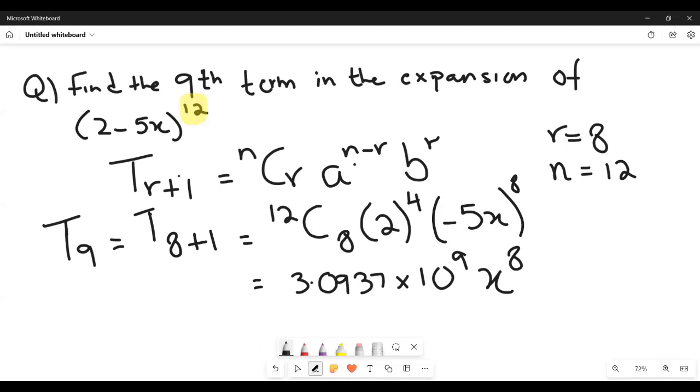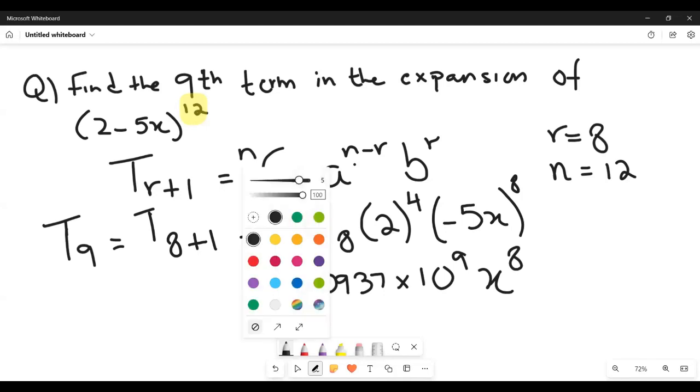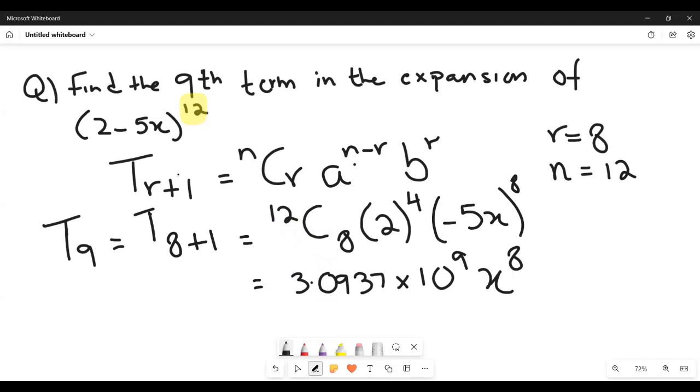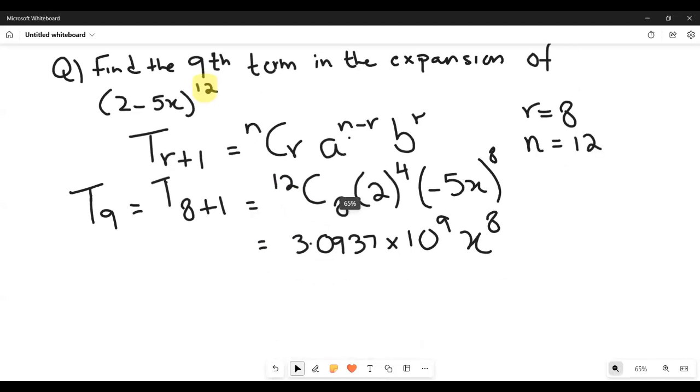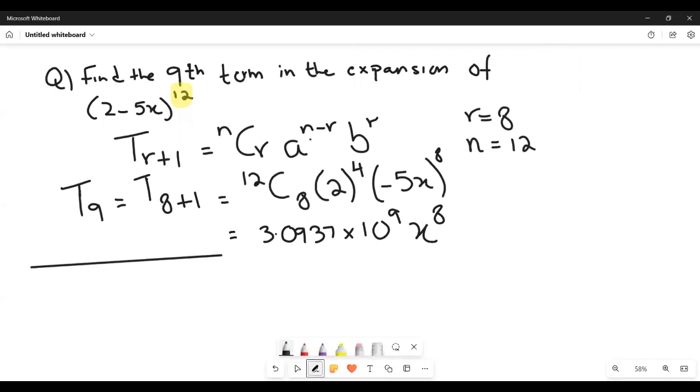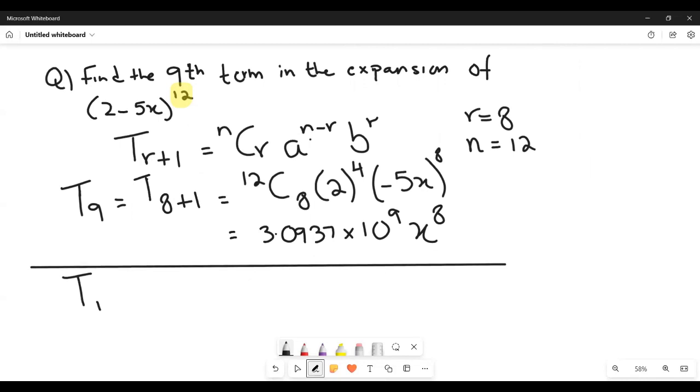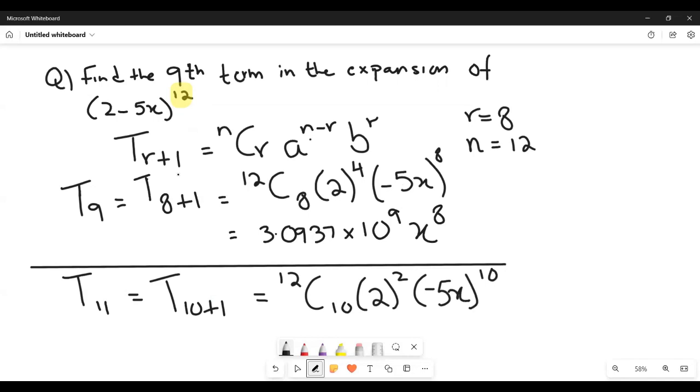Any questions? If the question was find the 11th term, what would we do? Who can tell me? How do we find the 11th term? We have to find T11. What will we do? T10 plus 1. Yes, 12C10, 2 power 2, minus 5x power 10. And whatever is the answer would be the answer.